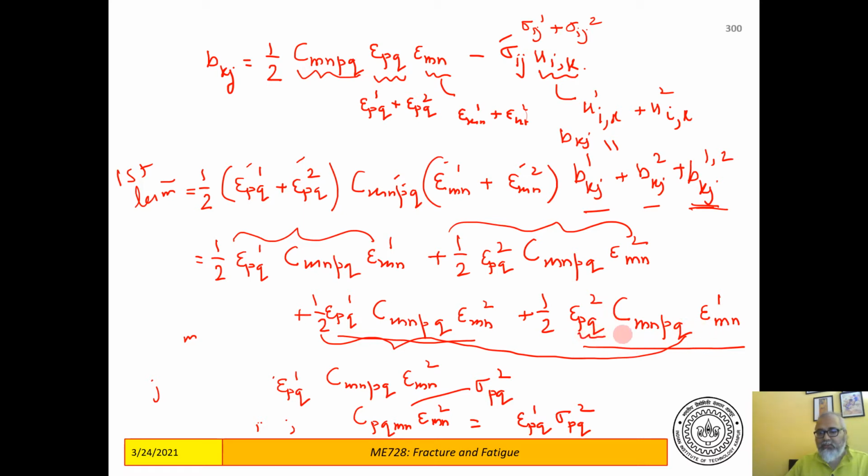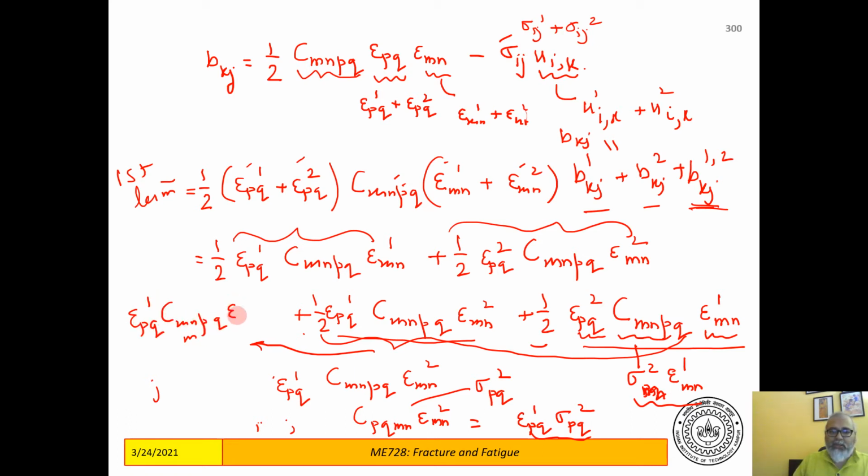So this times this is sigma pq2, and this is epsilon mn1. Sorry, this is sigma mn2, this is epsilon mn1. So this term and this term are the same, both have half in it. So altogether these two terms will give you epsilon pq1 c mn pq epsilon mn2. This is the result of these two terms, and then in bkj12 you have contributions from this as well, which I have just erased.